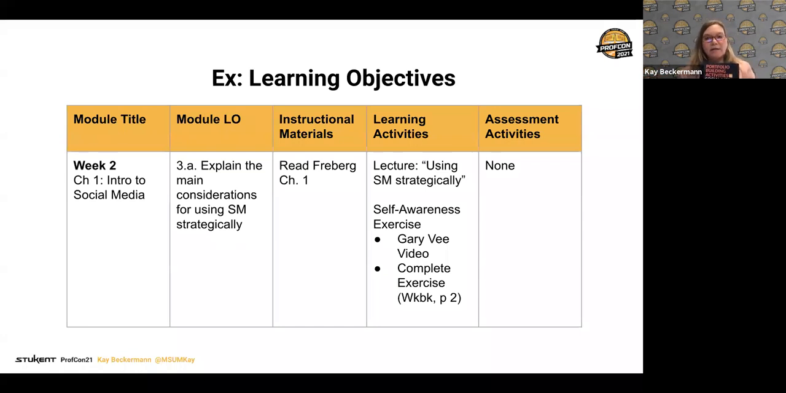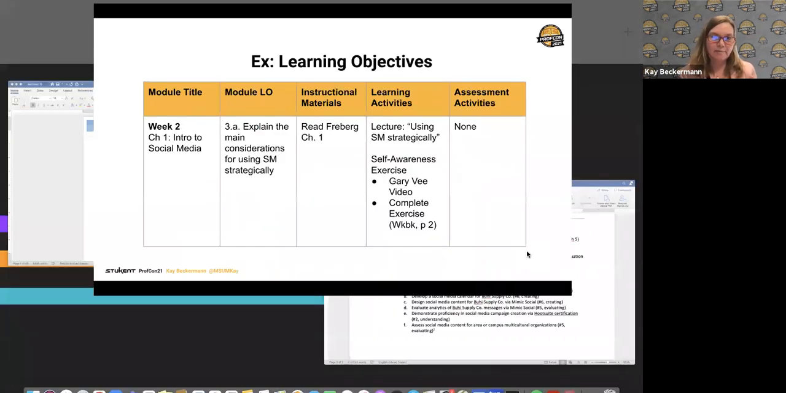Not all of my activities are based off of this, but it's a good starting point if you have the opportunity to use some of these. And in this case, I do not have any assessment activities, but if I did, I would indicate in this column the assessment activities. So I'm going to show you my completed course map.